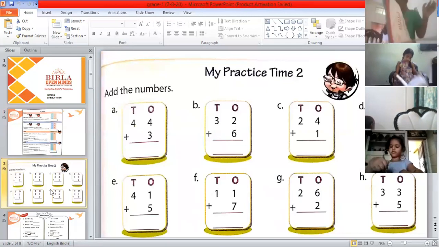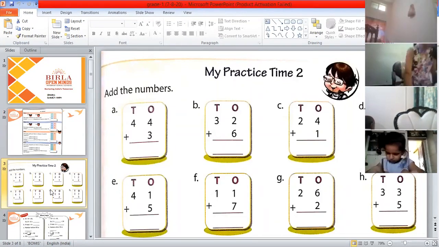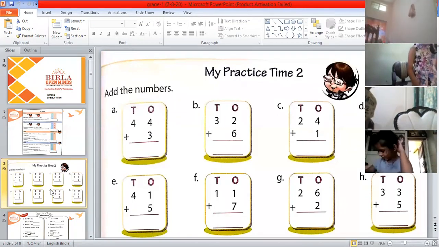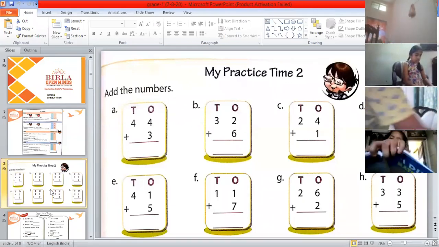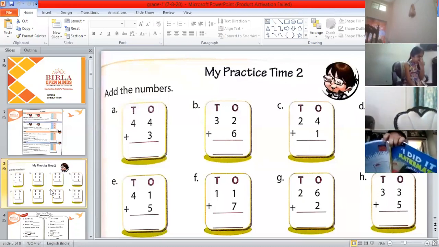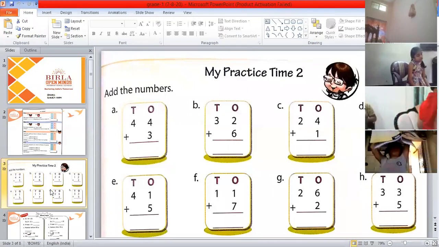Write date and classwork above page number 71 at the top of that page. Yes, children, my practice time 1 we are not doing now. I mean question number 1 and 2 we will not do because this is related to carryover. And this is not in your syllabus now in theme 1. Okay, so we will do it later on.